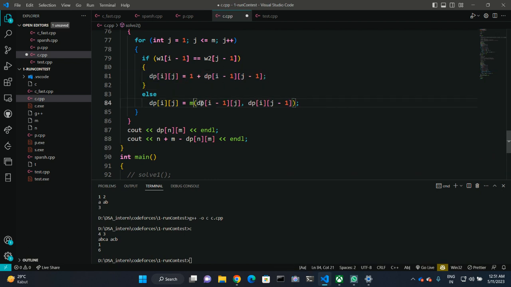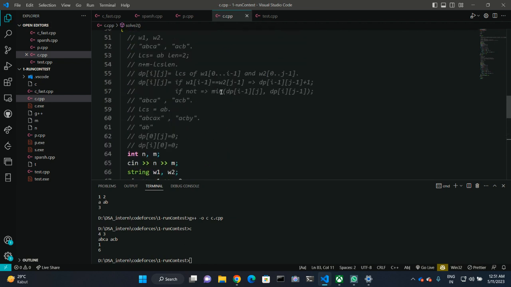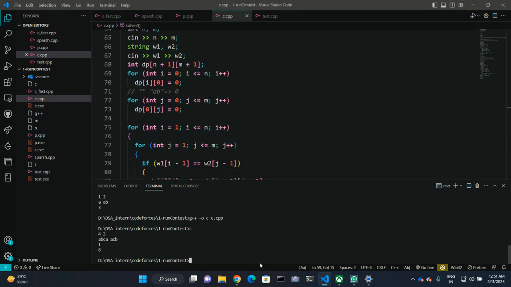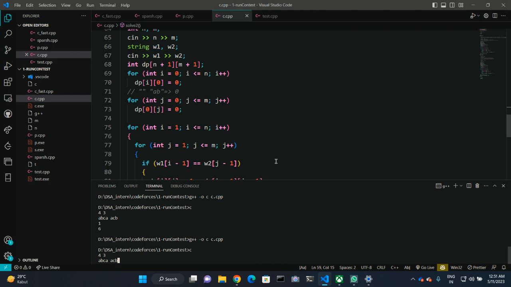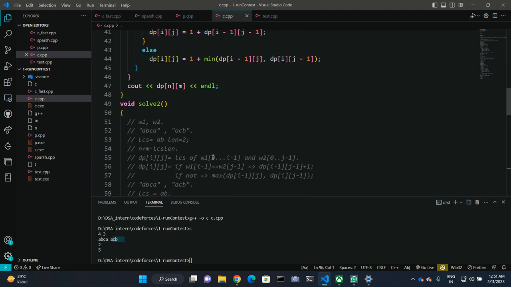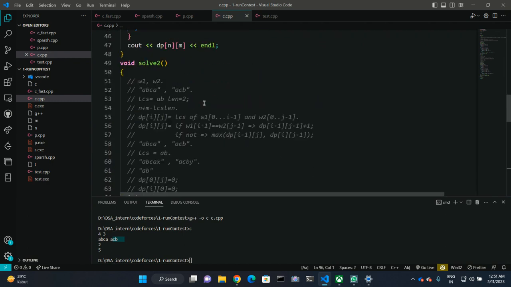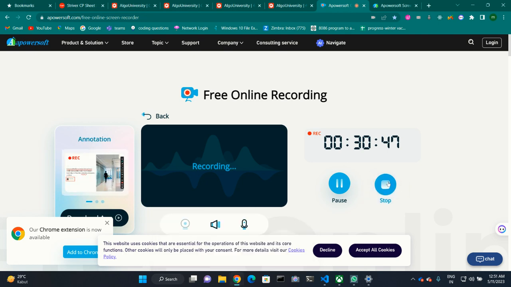Oh, longest common subsequence, right? Yes, yes. LCS is the length of the string which has W1 and W2 as its subsequences. Okay. Now, if I ask to print that string, how to do that? One sec. I will stop the video recording here. I will continue next.